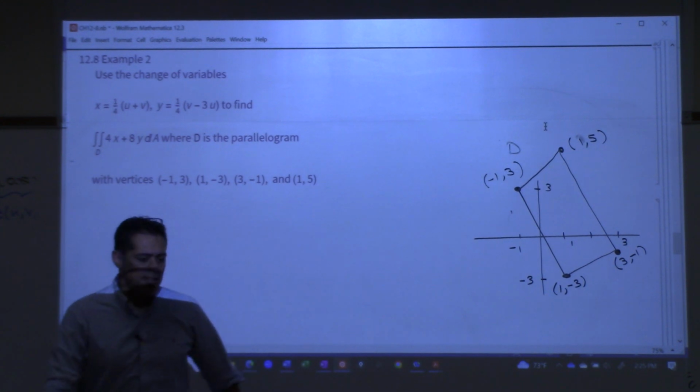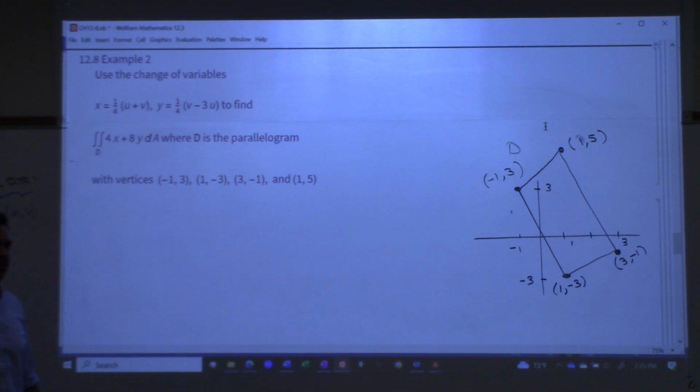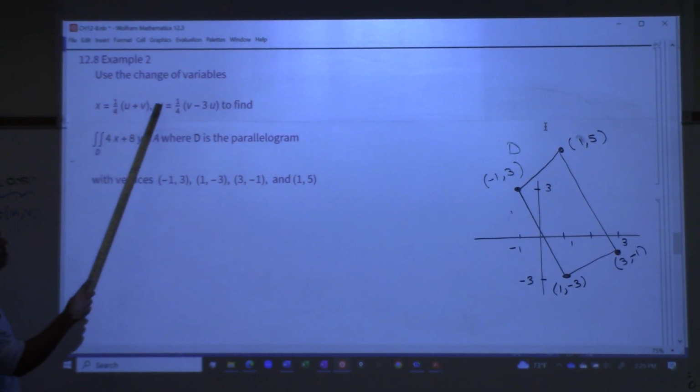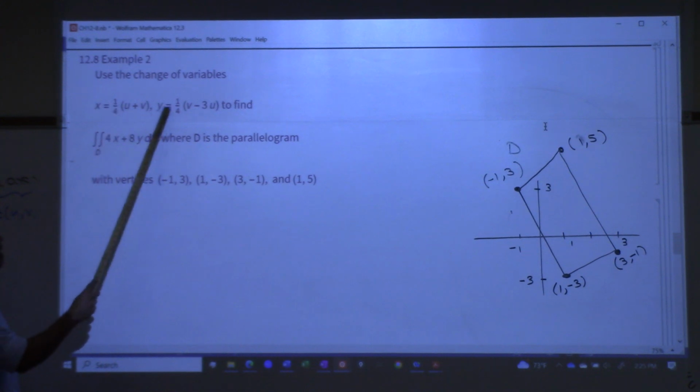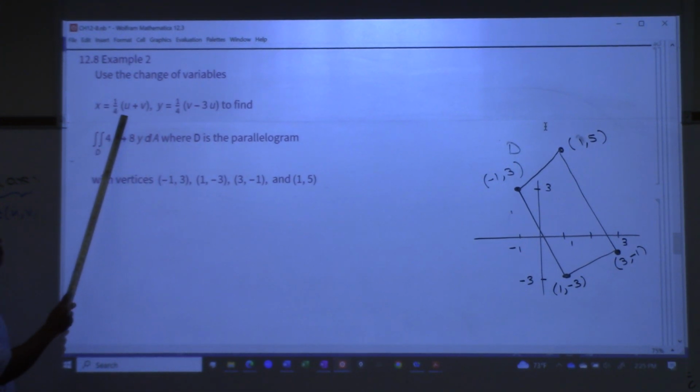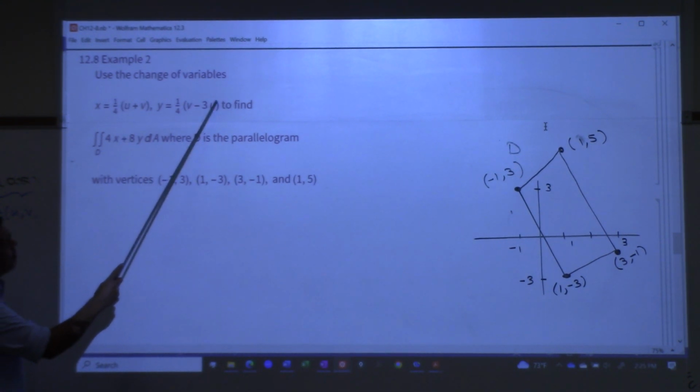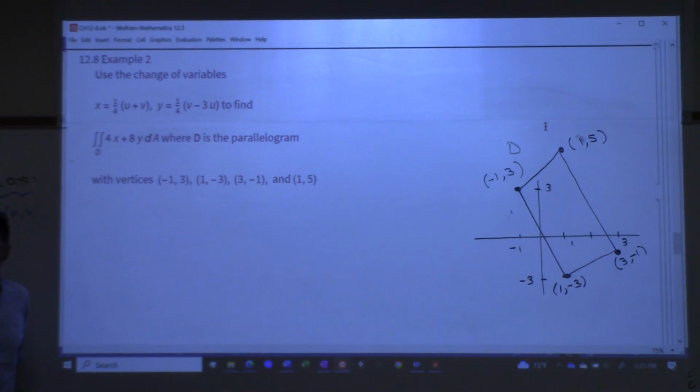All right, I'm about to say something very important. It's subtle, but it's important. These conversions from xy over to uv, these transformations are linear, meaning the u here is to the first power, the v is to the first power. These are linear transformations. And I know some of you are taking linear algebra.